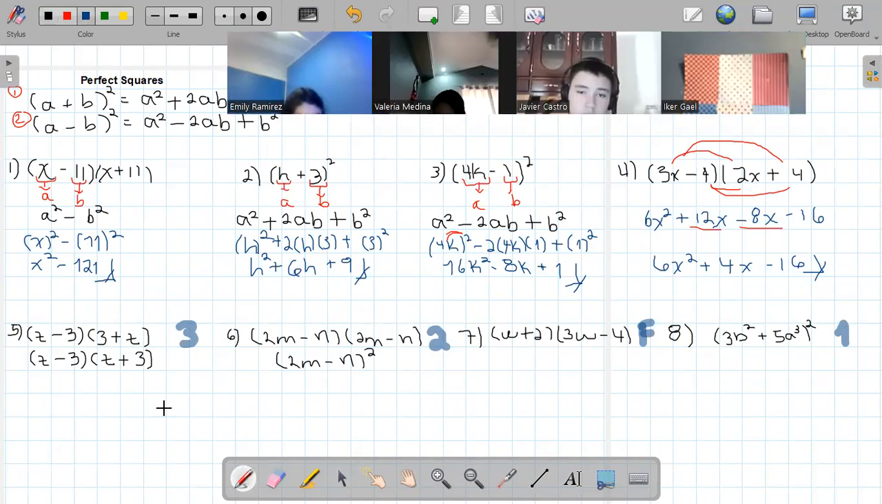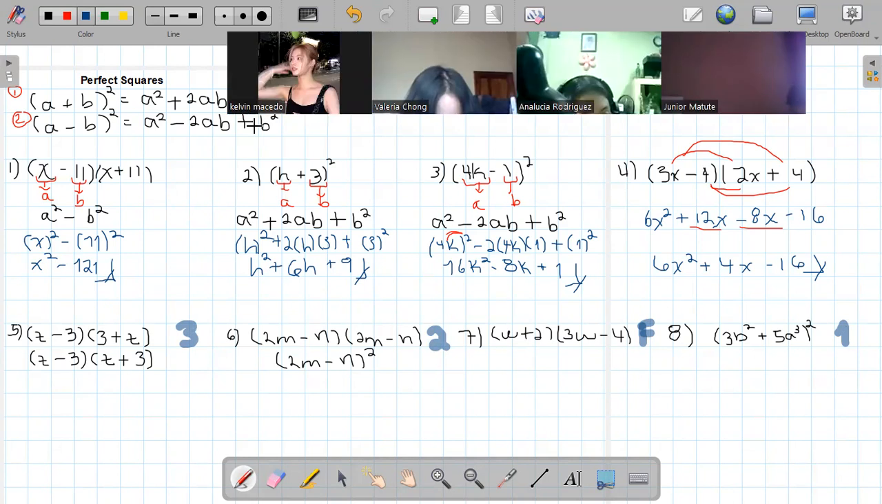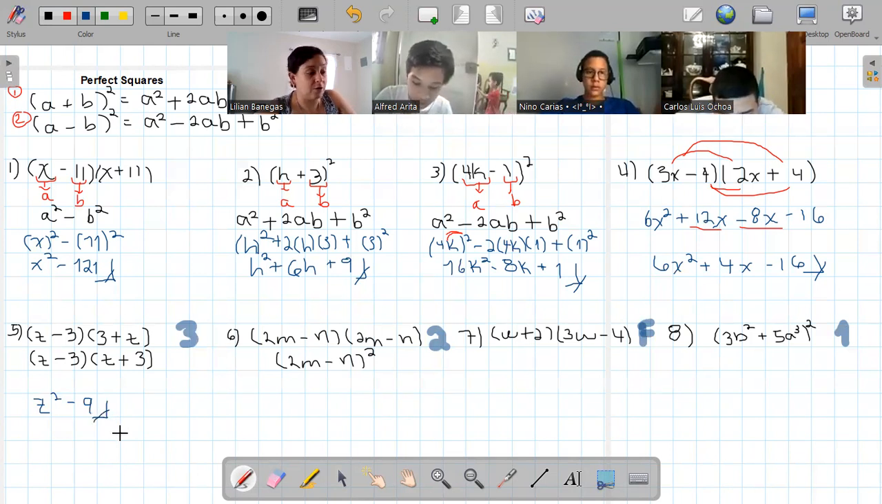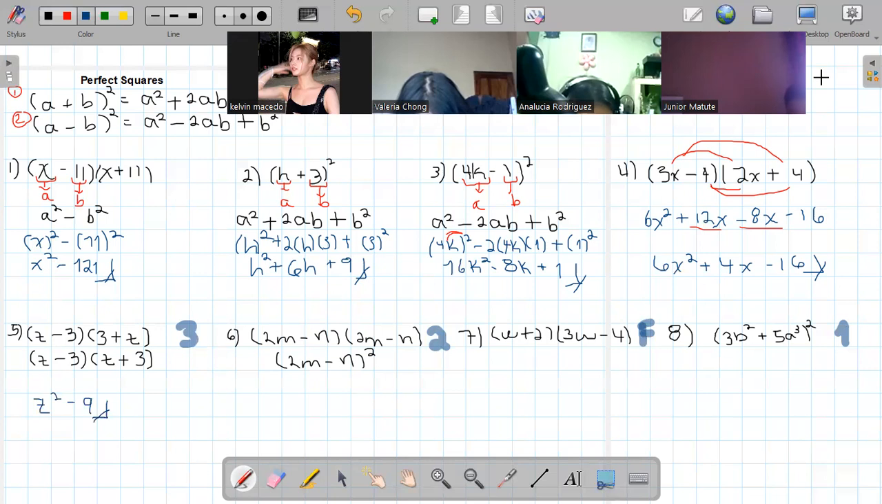Okay, give me the answer of the first one, number 5. Z squared minus 9. That is the final answer. Very good. I'm not going to give you the procedure because you're supposed to have it in there and know how to do it. But very good. And basically, once you finish copying this exercise and solving them, that will be everything for today.